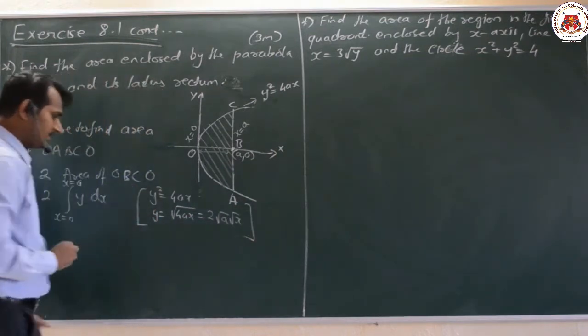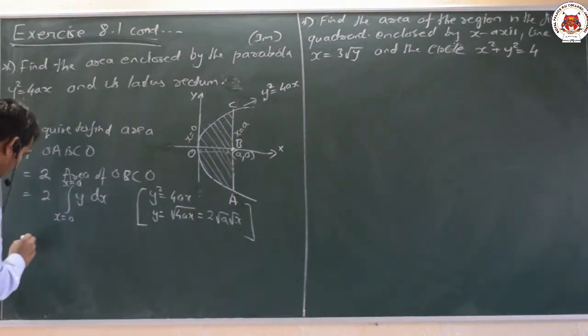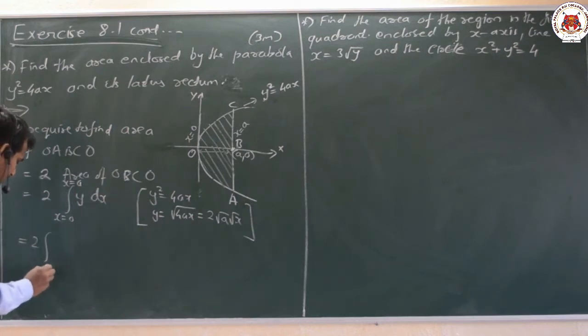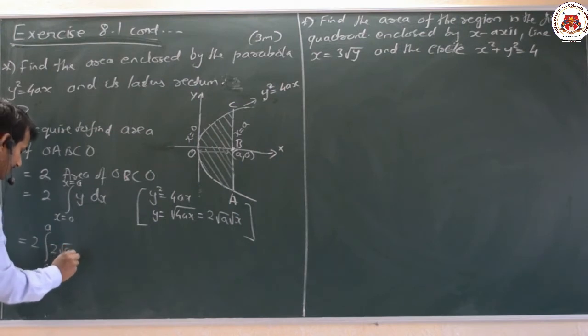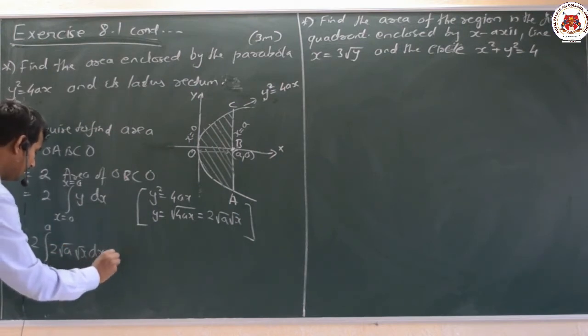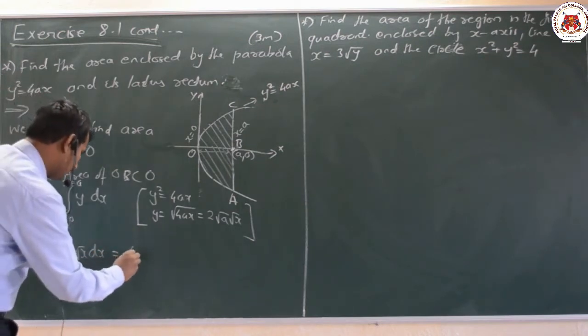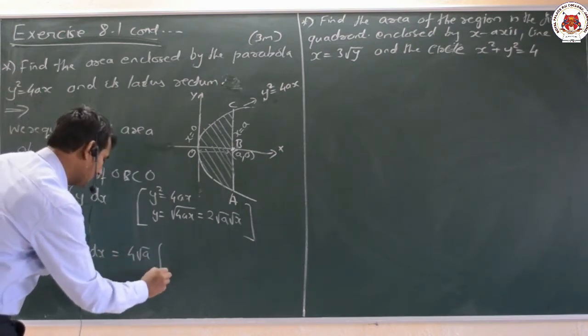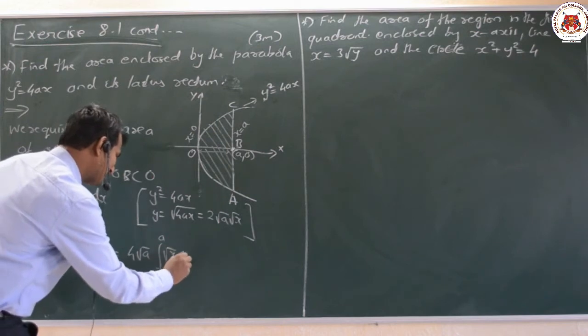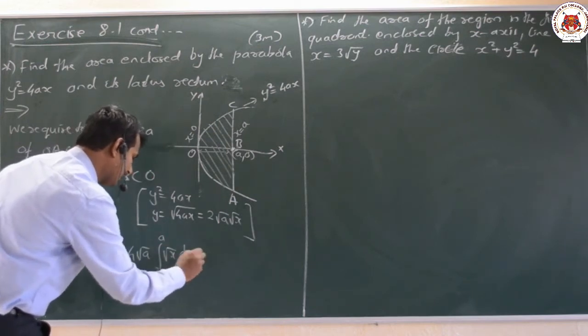Now we shall apply that here. That is 2 into integration from 0 to a of 2 root a into root x dx. Now I can take 2 root a outside. So I get 4 root a into integration from 0 to a of root x dx. Now I can easily integrate here.